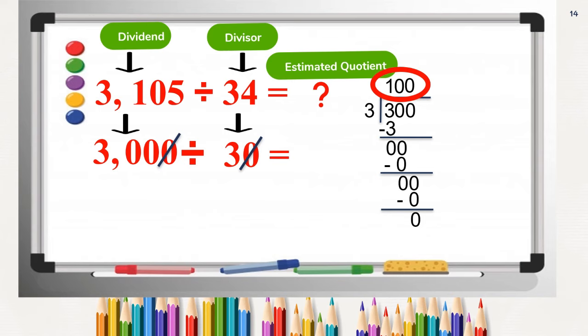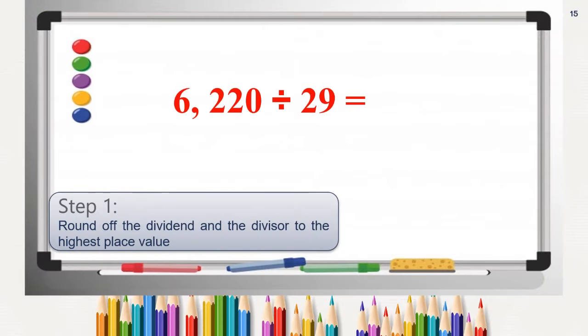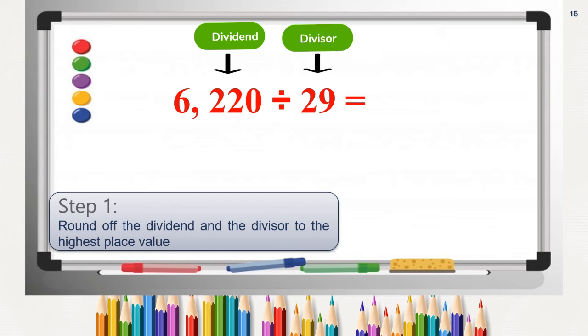If you don't want to use the long method, you can simply divide 3 by 3. So 3 divided by 3 is 1, then copy the remaining zeros and you will get the same answer. So the estimated quotient of 3,105 and 34 is 100. Let's have another example. We have 6,220 divided by 29, where 6,220 is the dividend, 29 is the divisor, and we have to find the estimated quotient.